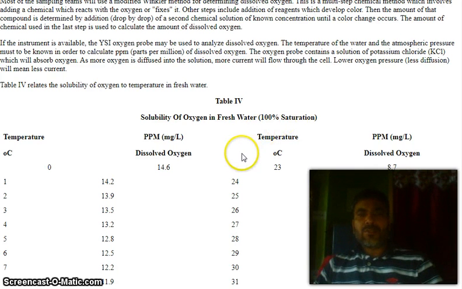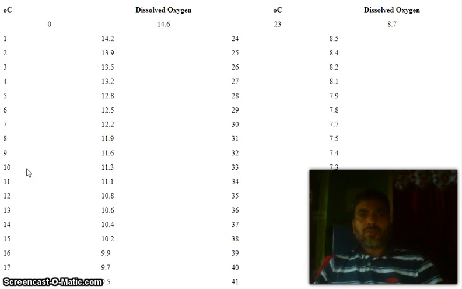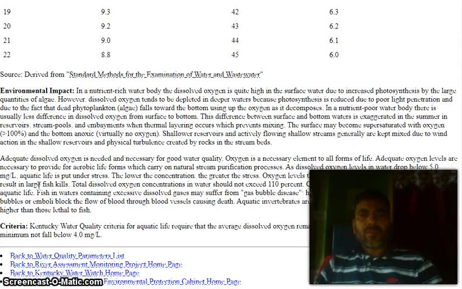So this is the table: solubility of oxygen in fresh water. You have here temperature, you have ppm, milligram per liter dissolved oxygen, you have another temperature and ppm, milligram per liter dissolved oxygen. So, environmental impact.